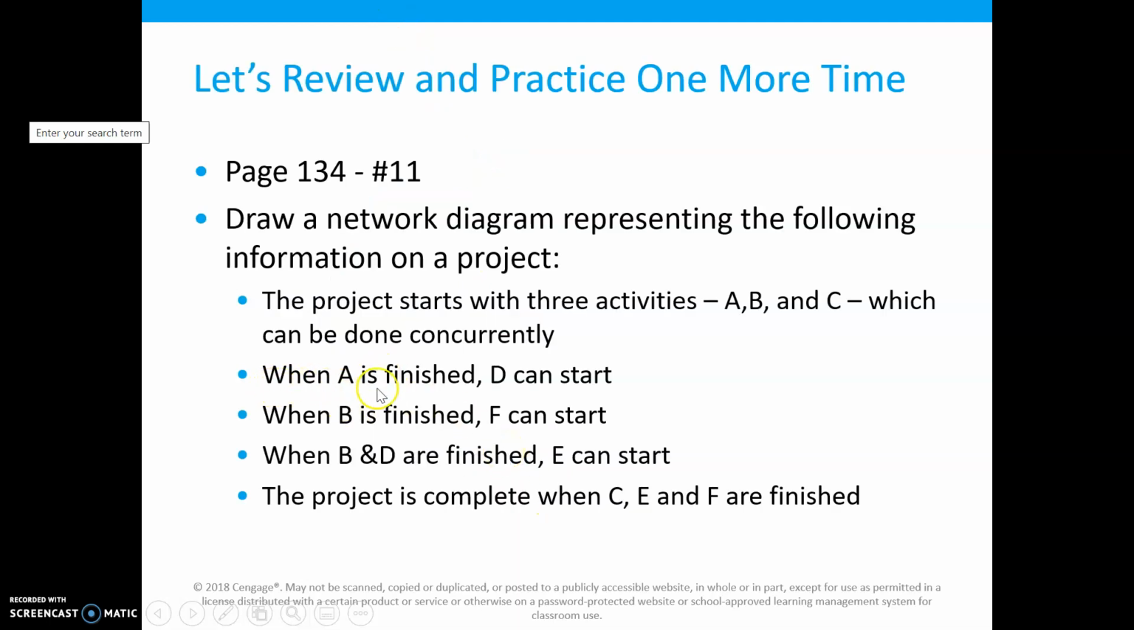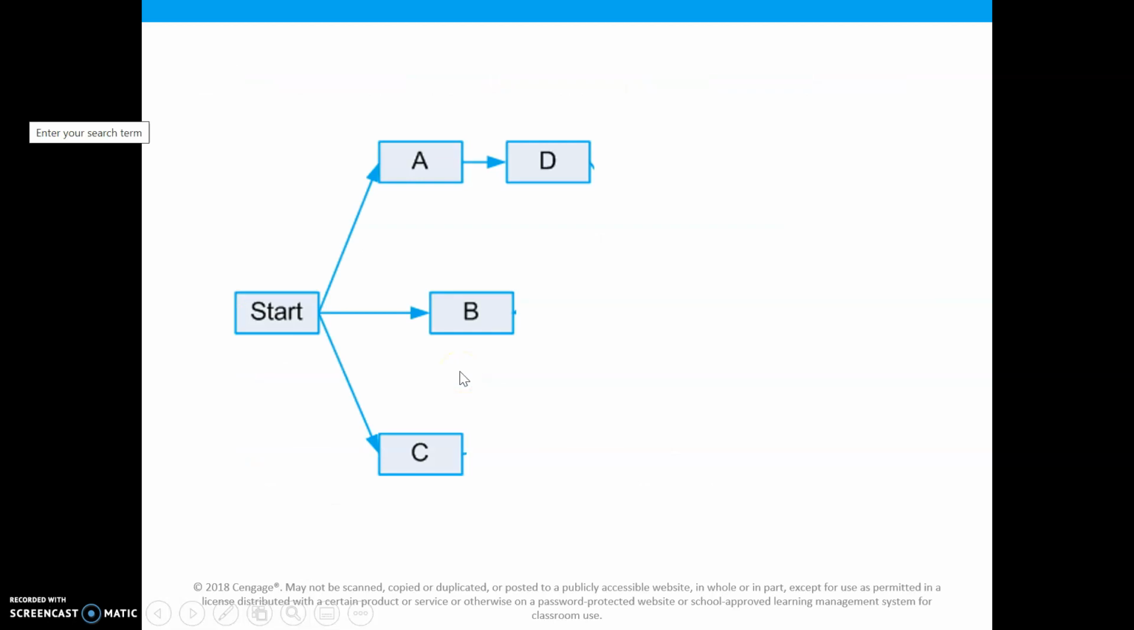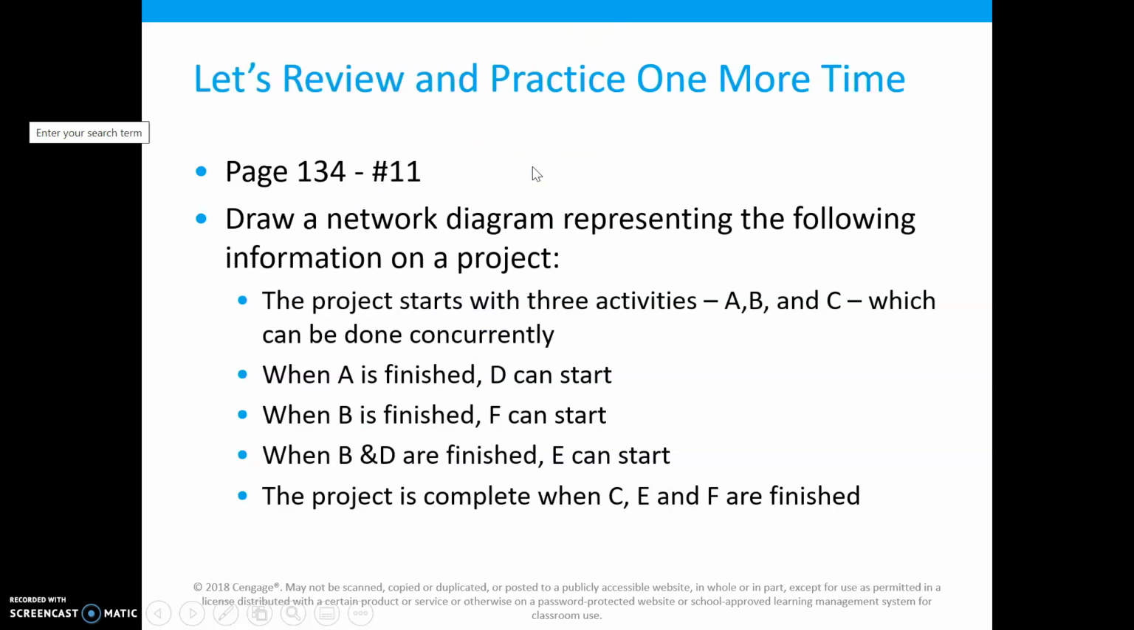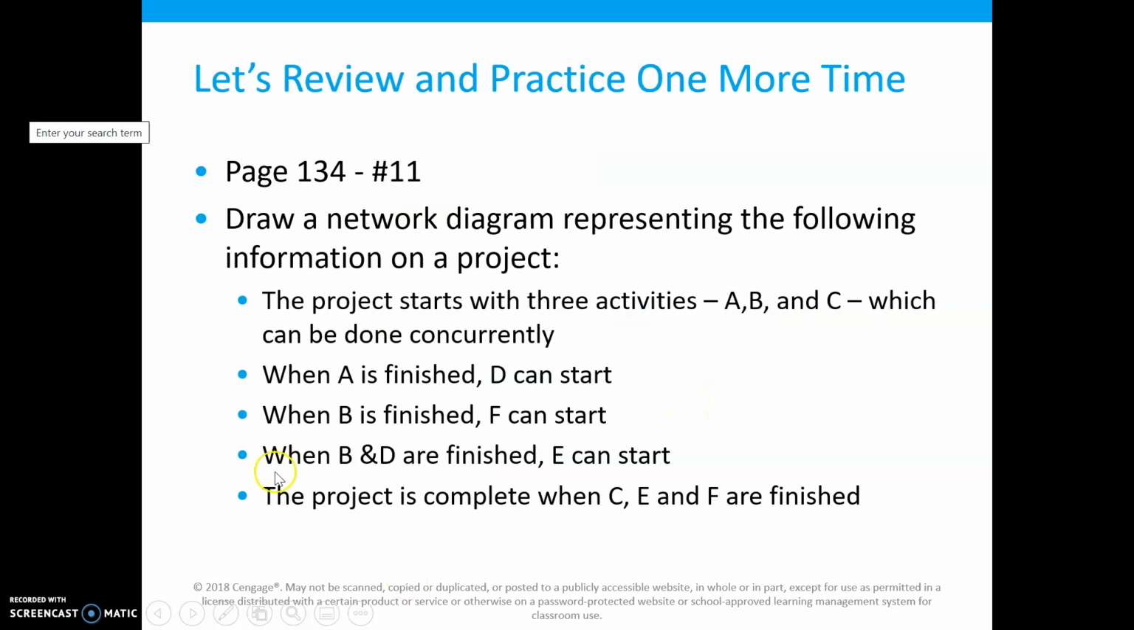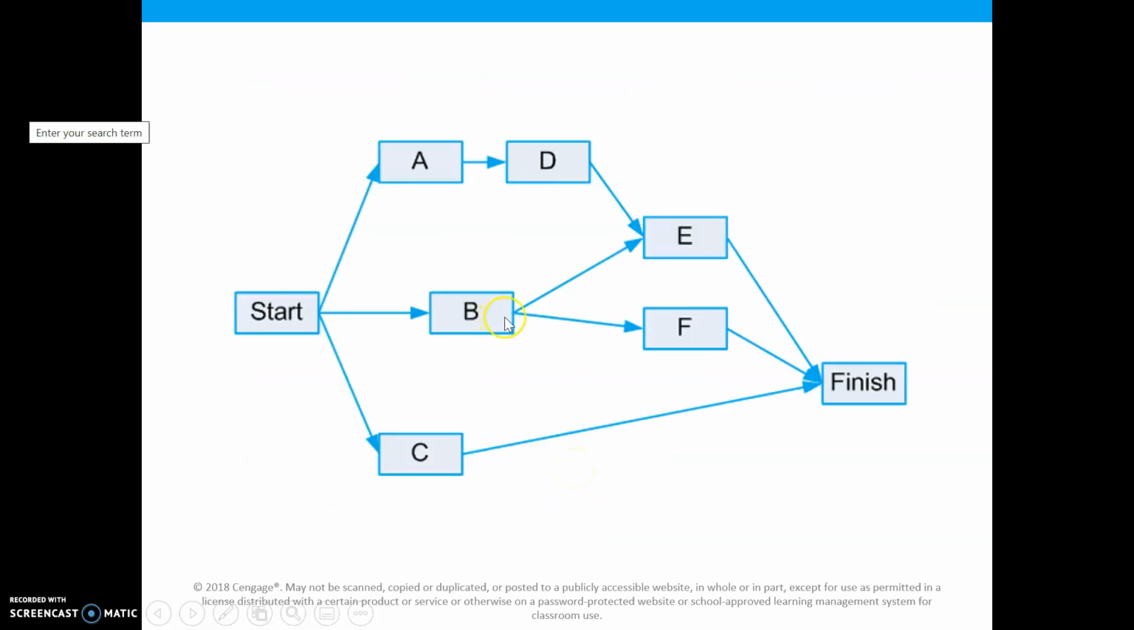Next it says when A is finished, D can start. So off of A, we draw a line to D. The next bullet says when B is finished, F can start. Same thing, off of B, we draw a line to F. When B and D are finished, E can start. So in this situation, we draw a line from B and D to letter E.